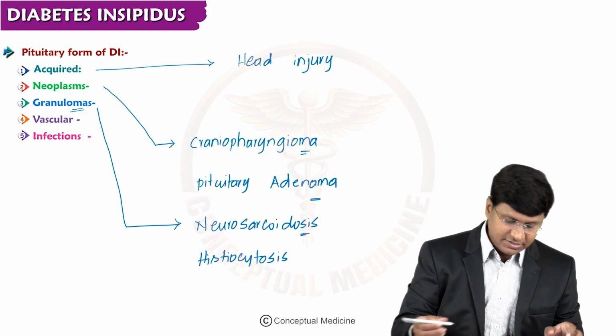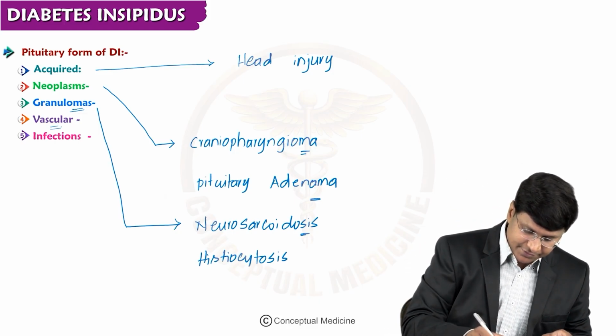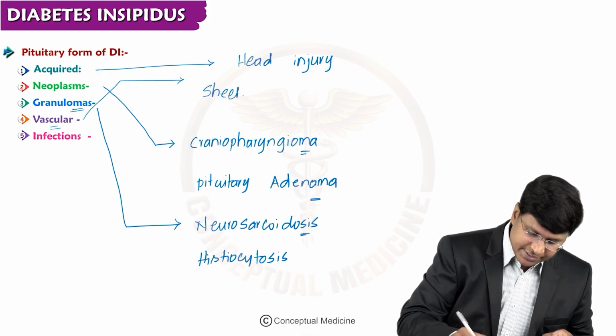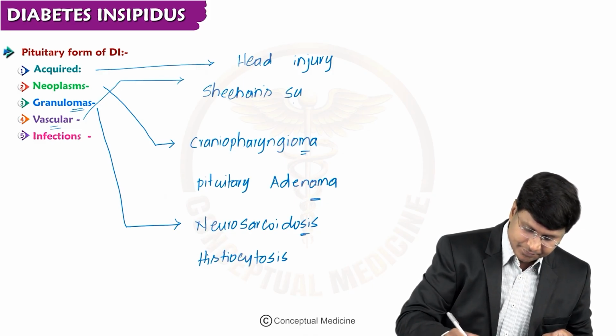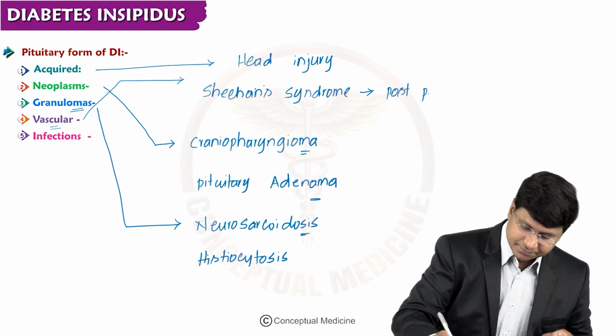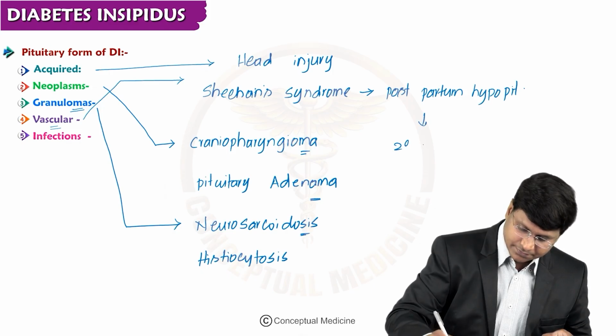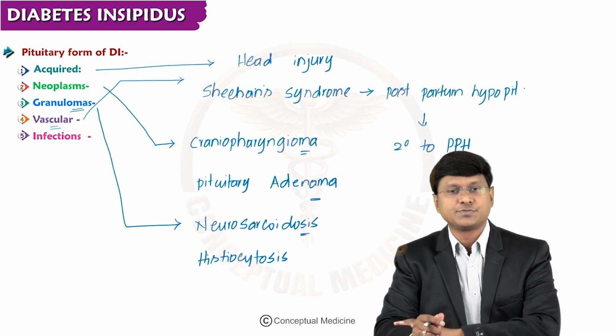Okay. Next, you take the vascular condition. In case of vascular condition, we have what is called Sheehan syndrome. What exactly is this? Let me explain. Sheehan syndrome is postpartum hypopituitarism, and this postpartum hypopituitarism is secondary to postpartum hemorrhage.